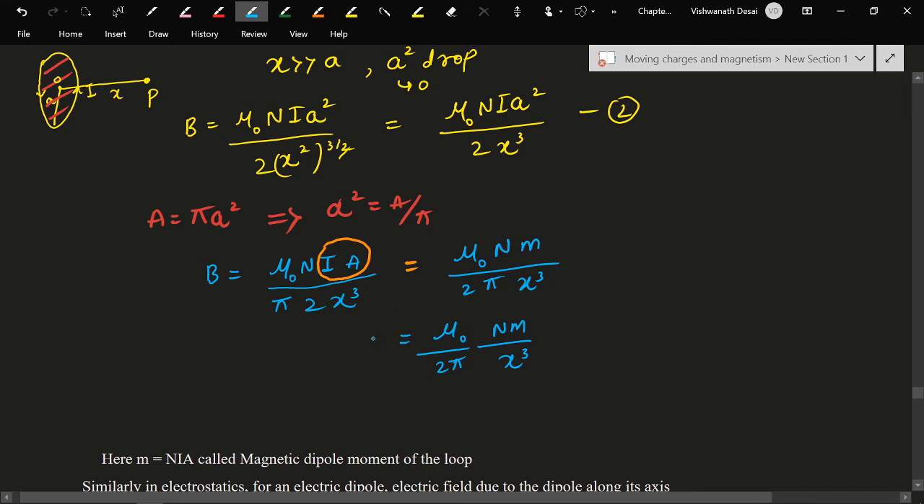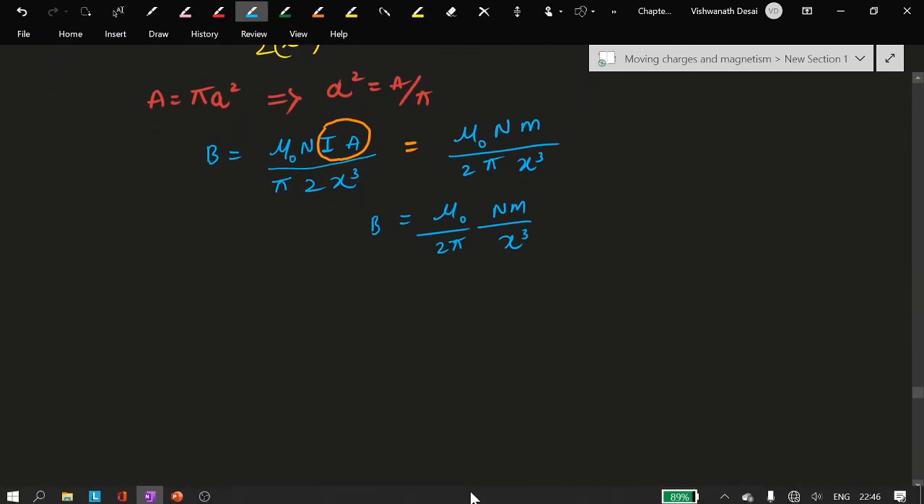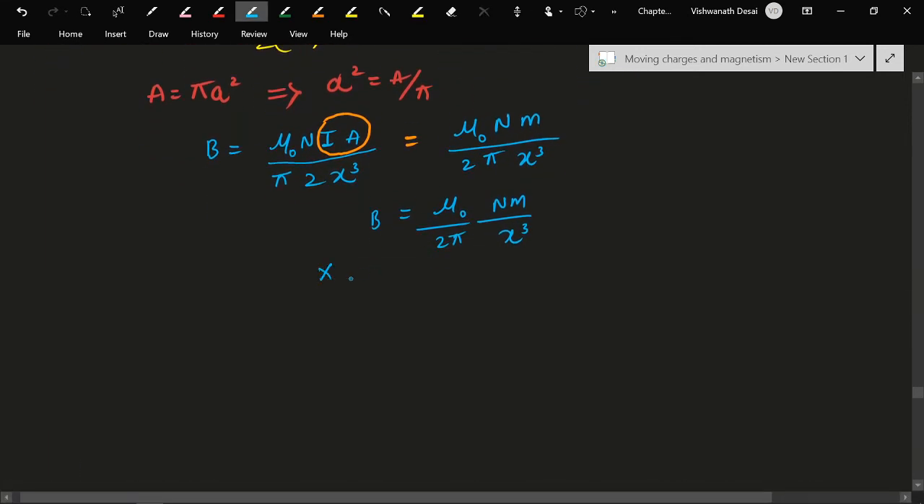Now I will do one operation here. I will multiply and divide by 2. If I do that, what will happen? We will see. Therefore mu naught divided by, first dividing by 2, 2 into 2, which is 4 pi, and this becomes 2m divided by x cube. And you can take only one turn, that's not at all a problem, so n is equal to 1 turn. Then observe this equation.